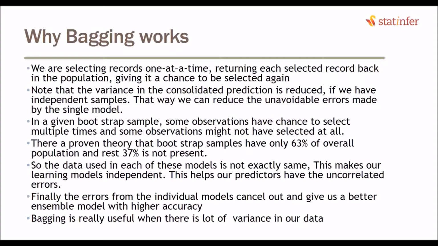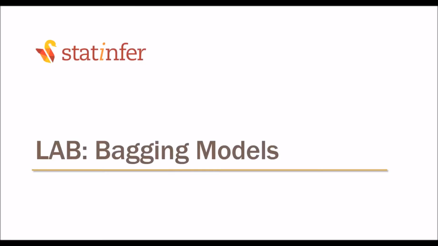with higher accuracy. Bagging is really useful when there is a lot of variance in our data, when there are too many points that are away from the rest of the points, when there are too many outliers. Maybe bagging is the way to go. We take bootstrap samples, build several models, and then finally combine them to build a bagging model. Let's see an example of how we build a bagging model.